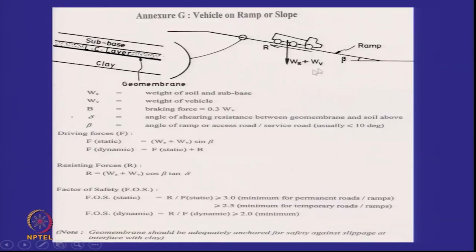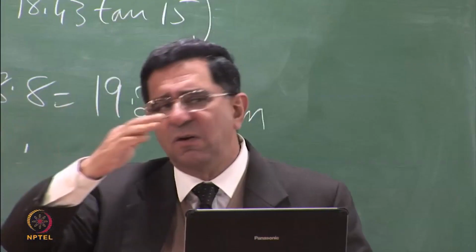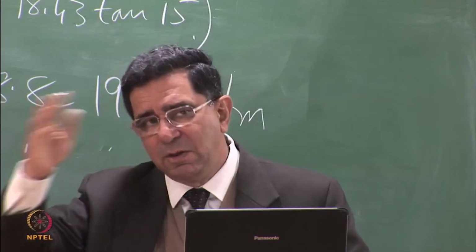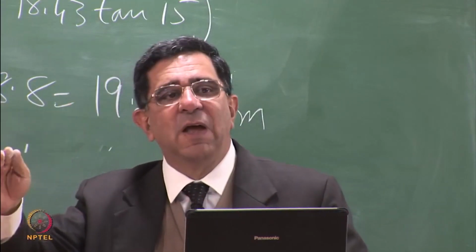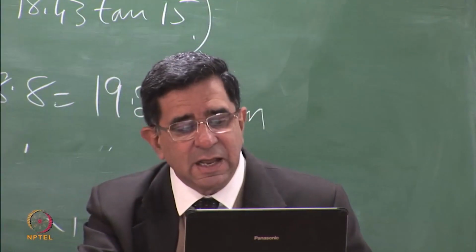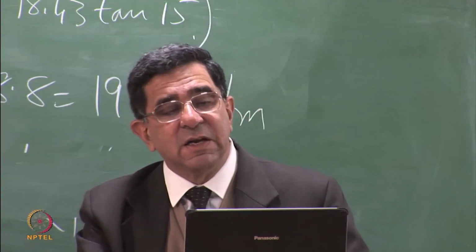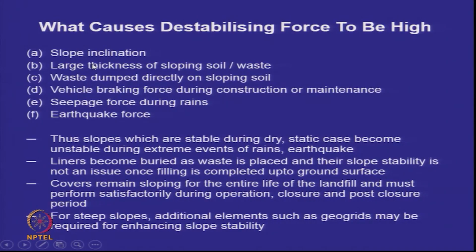Here is an example of what you have to do when there's a vehicle braking force. When this vehicle is going down the slope, it will give you a vehicle braking force B. The equations are the same, but you'll have to tackle vehicle on a ramp. So there are 5-6 cases now: dry slope, with rainfall, with earthquake, with vehicle, and all of them have to be stable for the purpose of stability analysis. So what causes instability? High inclination, large thickness, large weight dumped, vehicle braking force, seepage forces, and earthquake forces. And we have to do all these analyses for making the slope stable.